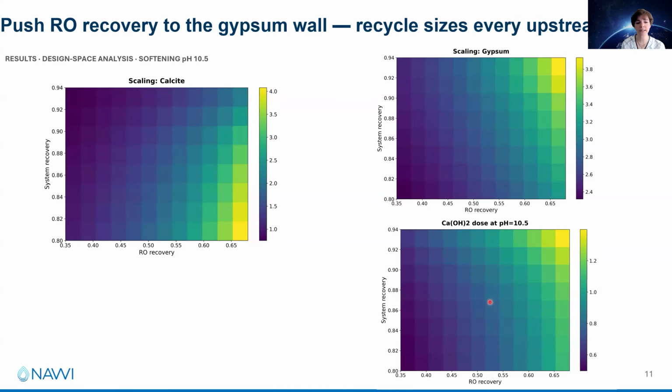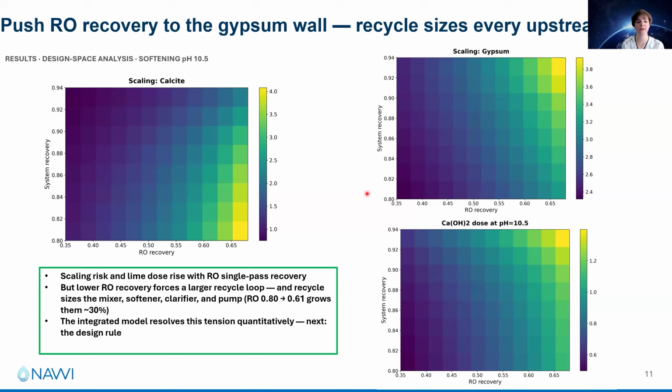You can also see how your lime dose changes based on the change in your reverse osmosis recovery and overall recovery. But the question is, how do you decide which one of these points you choose to run your system, now that you have all this chemistry and scaling inside your RO plant, and you know the volume of your recycle loop?